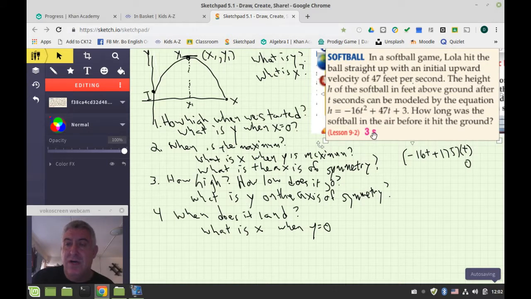Okay, so I have a softball game. In a softball game, Lola hit the ball straight up with an initial upward velocity of 47 feet per second. The height of the ball in feet above the ground after t seconds can be modeled by this equation. How long was the softball in the air before it hit the ground? Hit the ground. So again, what are we going to find? We're going to find this number 4. When does it land? So we're going to find the 2 zeros, and we're going to use the larger one.